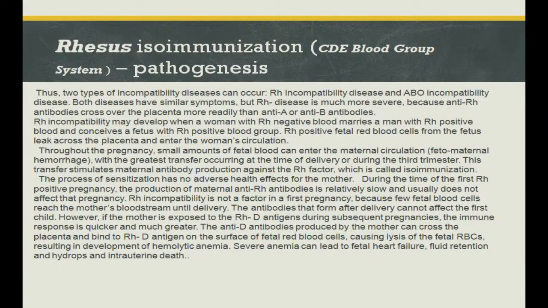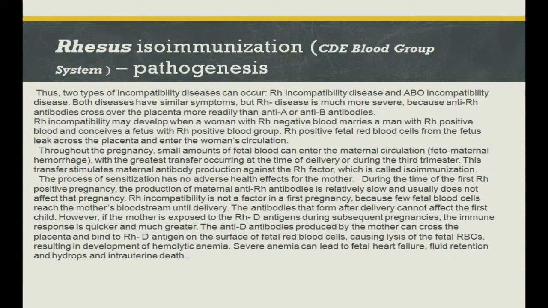So, let me try to make a summary about pathogenesis. Two types of incompatibility diseases can occur most frequently in our practice: rhesus incompatibility disease and ABO incompatibility disease. Both diseases have similar symptoms, but rhesus disease is much more severe because rhesus antibodies cross over the placenta more readily than anti-A and anti-B antibodies.